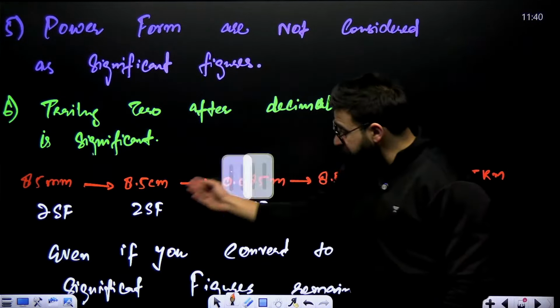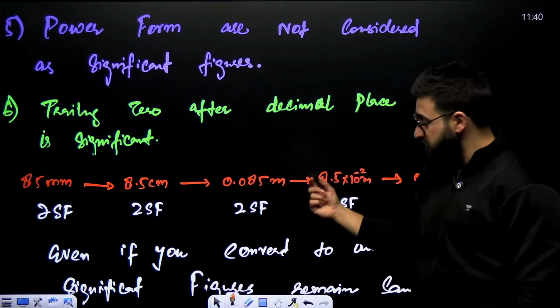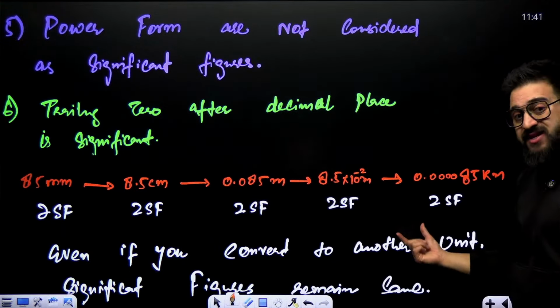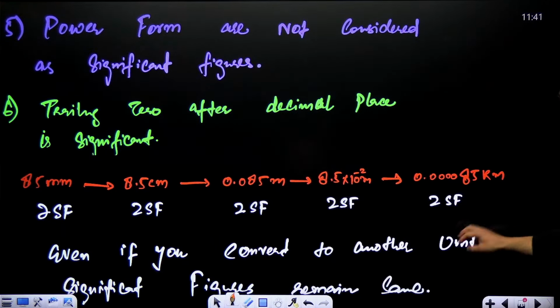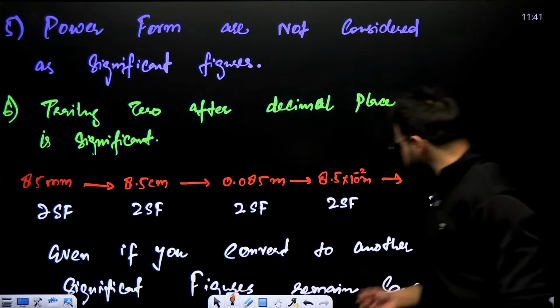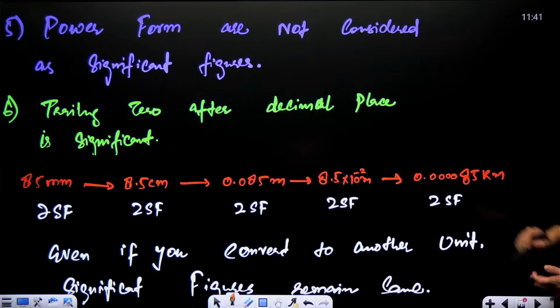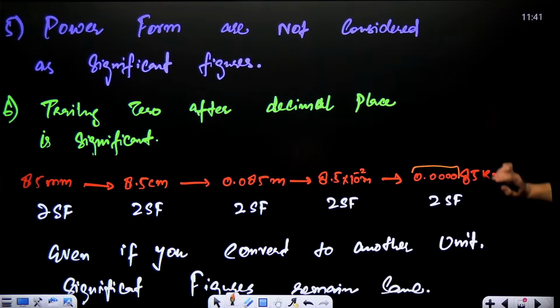So if you are doing the conversion of numbers, the number of significant digits remains the same. Like 0.000085 kilometers. So 85 mm is this much in kilometers. Here also, we do not consider the leading zeros as significant. Only these two digits will be significant.